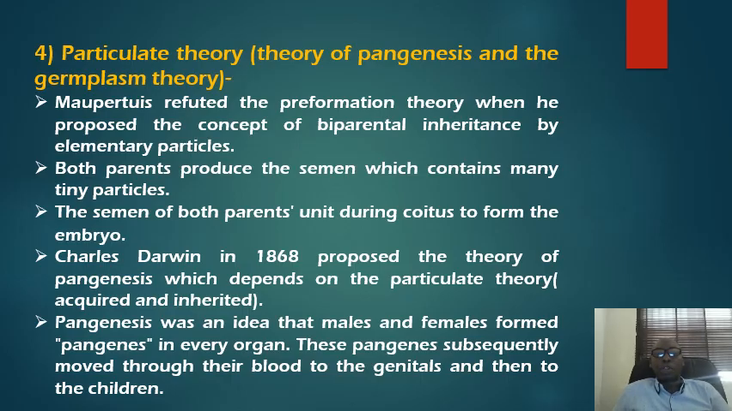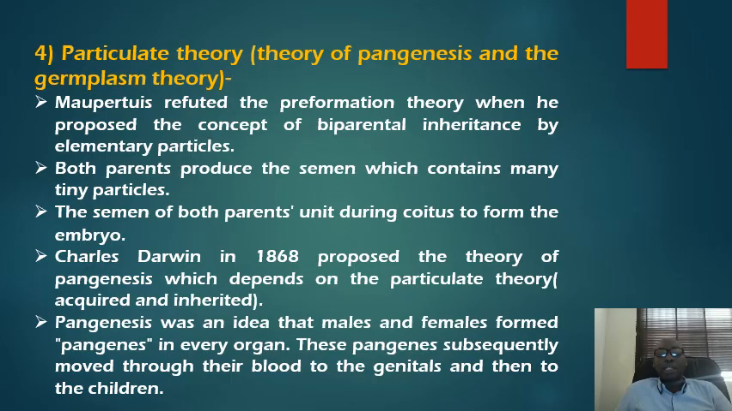The particularly curious one is the theory of pangenesis. Maupertuis refuted the preformation theory when he proposed the concept of biparental inheritance by elementary particles. According to him, both parents produce the semen, which contains many tiny particles, and the semen of both parents unite during sexual intercourse to form the embryo. He had an idea, but of course he was wrong. Semen is always produced by the male and not the female, and does not contain tiny particles.